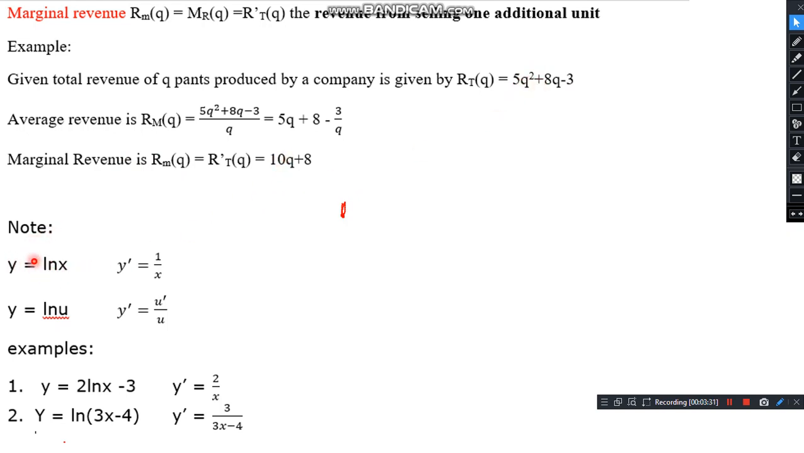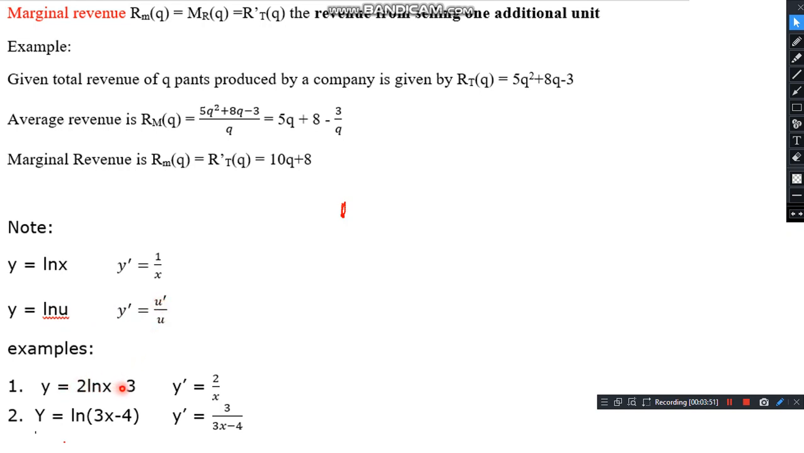Now, I'm going to introduce the next chapter we're going to take. The next chapter is going to be about logarithm. It's a function you have in your calculator, ln x. The derivative of ln x is 1 over x. If you have an expression inside, ln u, the derivative of ln u will be u prime over u.